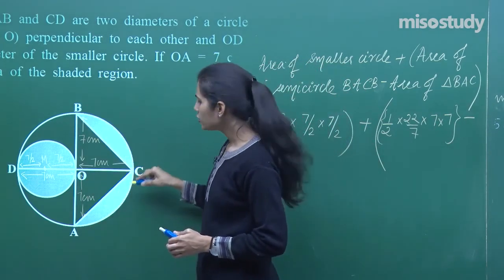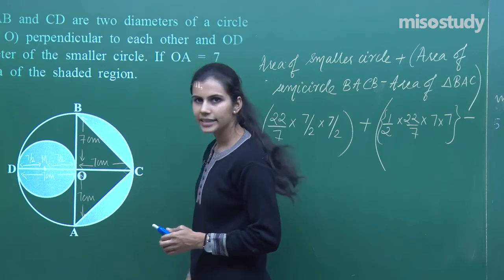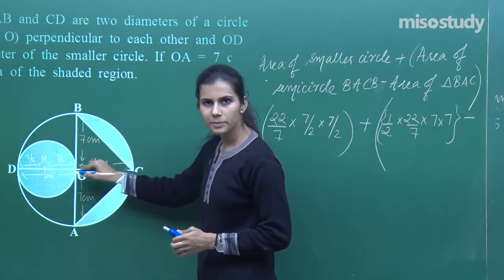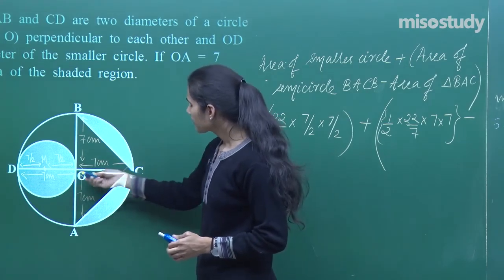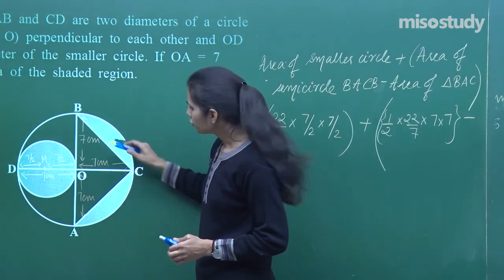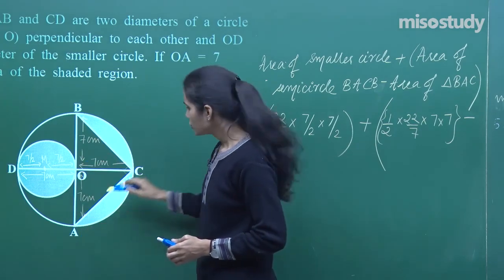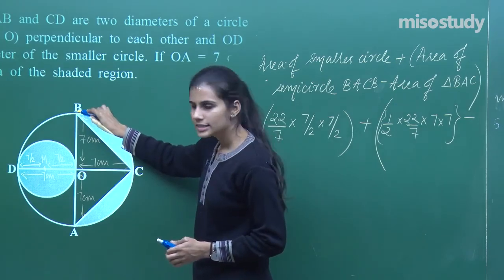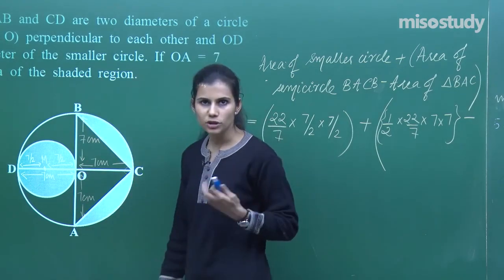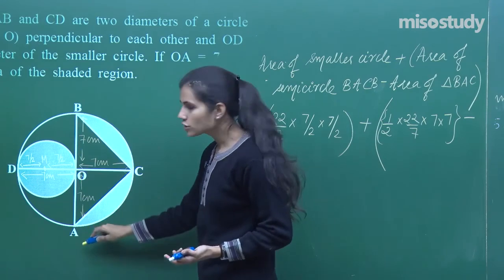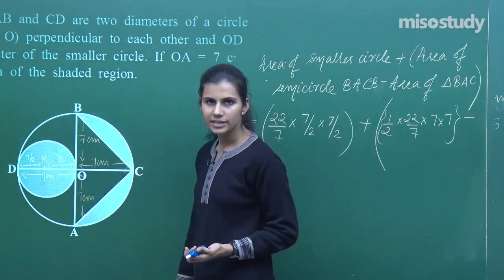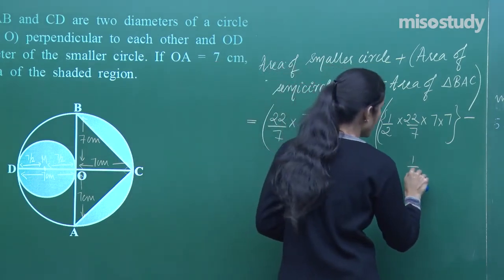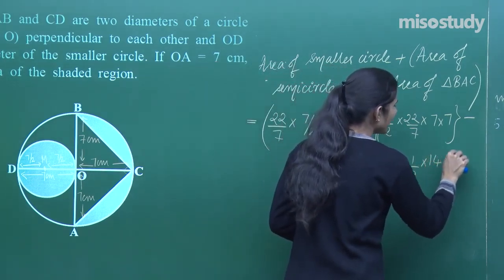Area of the triangle BAC: you all know angle in a semicircle is 90 degrees, right? So OC will be the height, and you know that OB is same as OA. So you have OC as the height and AB as the base. OB is 7, OA is 7, so AB is going to be 14 centimeters in length. So base is 14 centimeters, height is 7 centimeters. Half into base into height is the area of this triangle. So it will be half into 14 into 7.